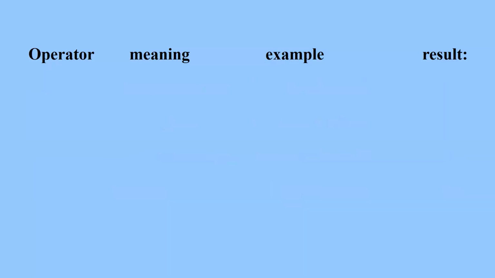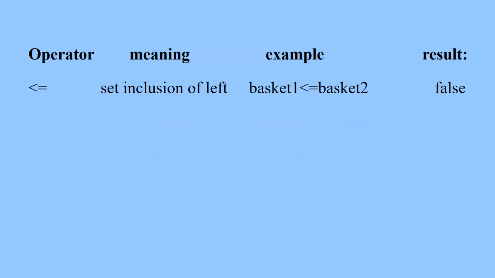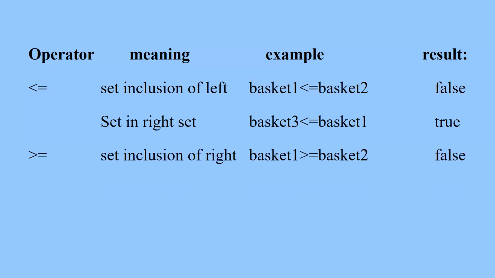So these operations can be interpreted also as follows. This expression is saying that the content of the set called basket 1 are fewer or equal to those of basket 2. That is false. This other one is saying that the content of basket 3 are less than or equal to those of basket 1, which is true.